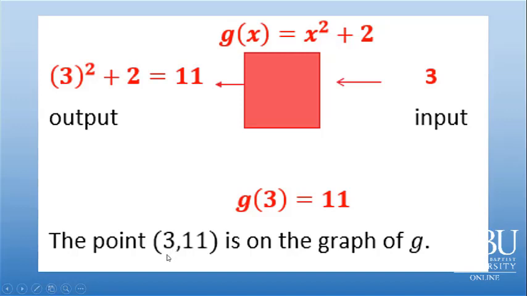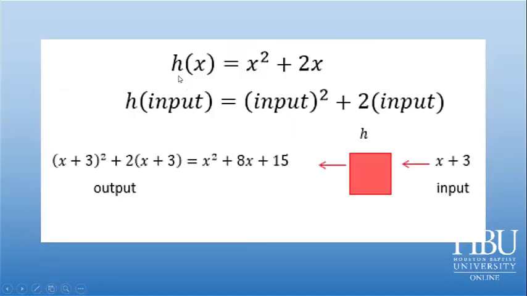That would mean that the point (3, 11) would be on the graph of g. Here's another example. A function h is defined so that h of x is equal to x squared plus 2x.